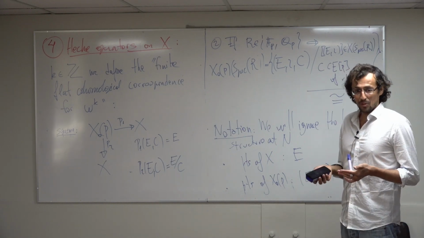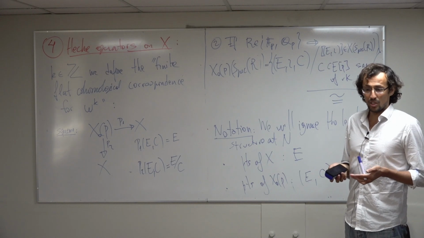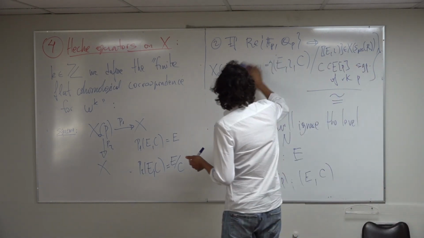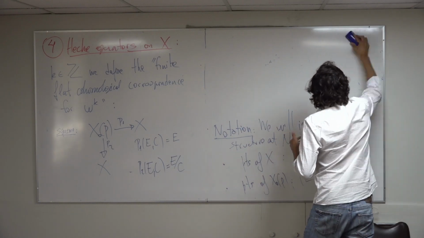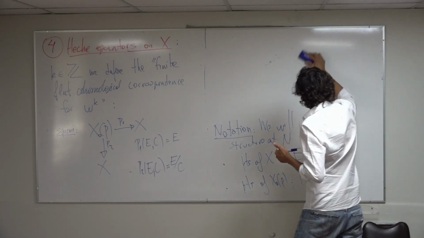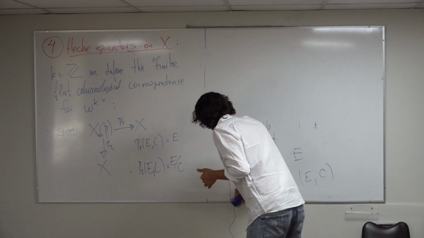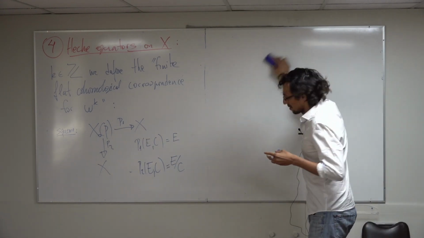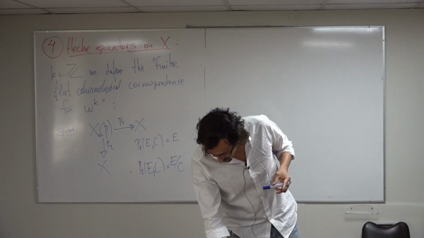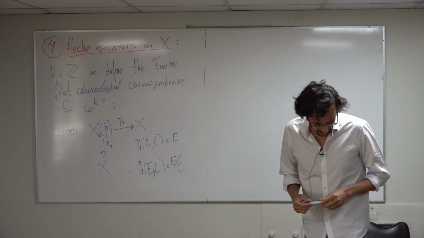So now we need a morphism between sheaves. Do you remember? That was the data of a cohomological correspondence. Okay. So what time is it? I have 15 minutes. I think it's fine.